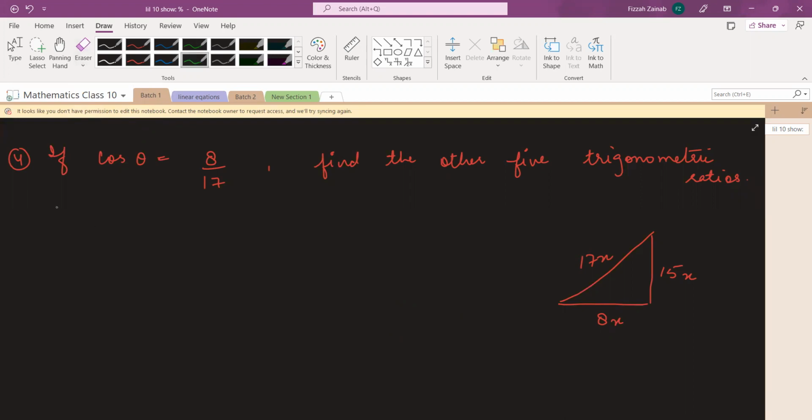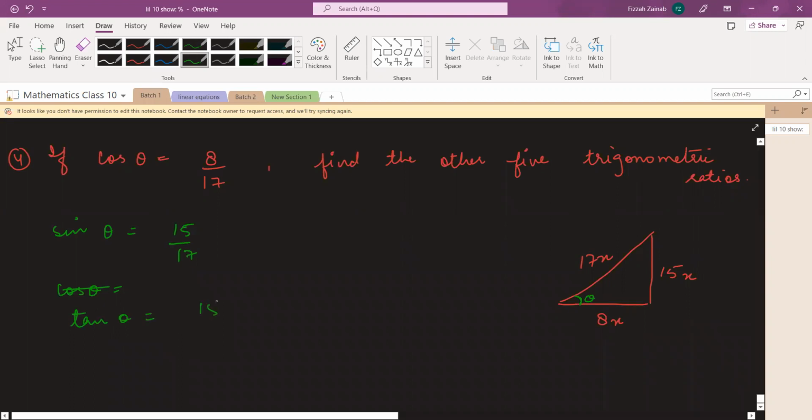What is sine of theta here? Okay, which angle you are taking? This theta. It's 15 by 17. Arshia, how much is cos theta? Cos is what was given. How much is tan theta? 15 by 8. All right. Subhana, can you tell me cosec theta?